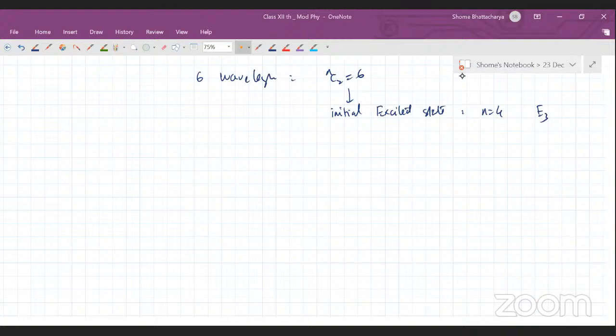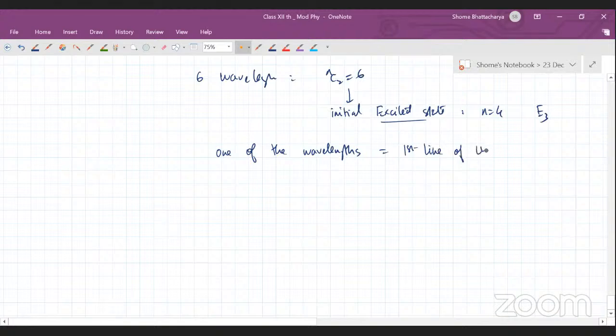It shouldn't be an assumption; they should mention it actually. Now the other thing they're saying is that one of the wavelengths matches the wavelength of the first line of Lyman series of hydrogen atom. In general, this should be mentioned. We cannot make an arbitrary assumption like this. Since he has not mentioned anything over here, let's just guess that he meant hydrogen atom.